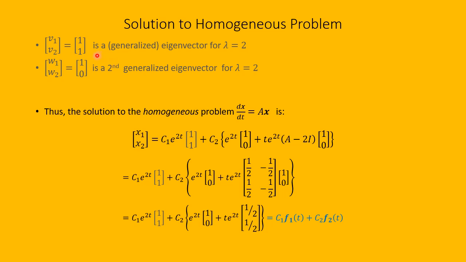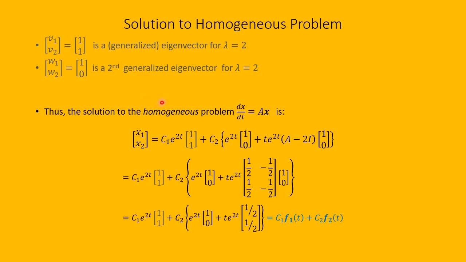So we have found two generalized eigenvectors. The first one was (1, 1). It's actually an eigenvector, but it's also a generalized eigenvector. Any eigenvector is a generalized eigenvector. The second one we picked, our vector W, (1, 0), is also a generalized eigenvector for lambda equals 2. So we have one solution up here, and here's a second solution down here to that eigenvector equation.